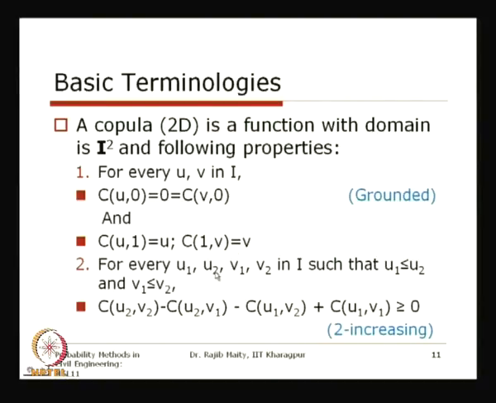For every u1, u2, v1, v2 in I such that u1 is less than or equal to u2 and v1 is less than or equal to v2, the copula function at (u2,v2) minus the value at (u2,v1) minus the value at (u1,v2) plus the value at (u1,v1) should be greater than or equal to 0. This ensures that the copula function is 2-increasing, and this full statement is nothing but the H-volume.